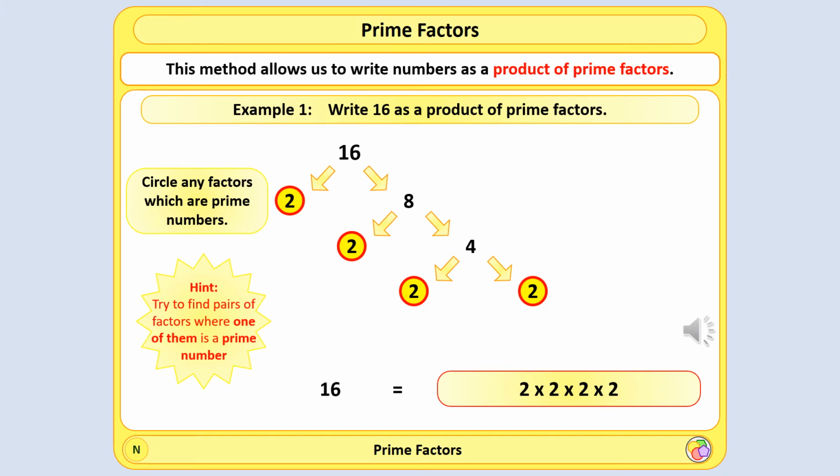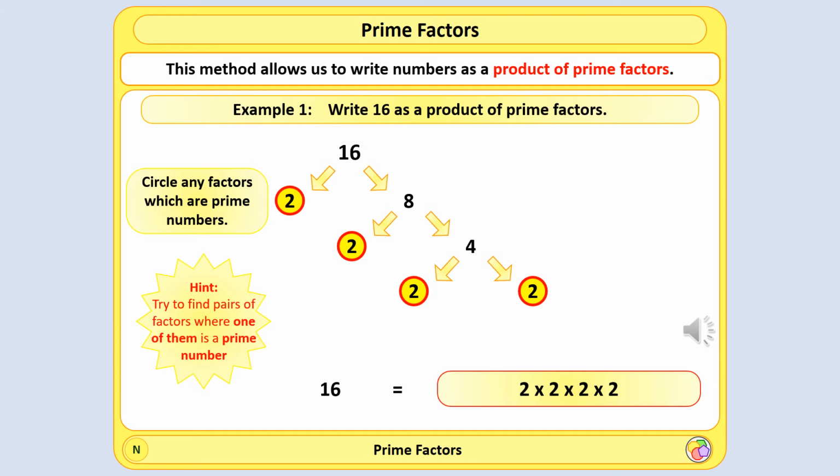Now 8, I need to break that down. I know that 2 times 4 is 8. Again, 2, circle it as a prime number, leave that alone, move on to the 4. And then 4 can be broken down to 2 times 2. You could have also started with 4 by 4. Up at the top, 16, a factor of 16 is 4, so you could have done 4 times 4 and broken it down that way.